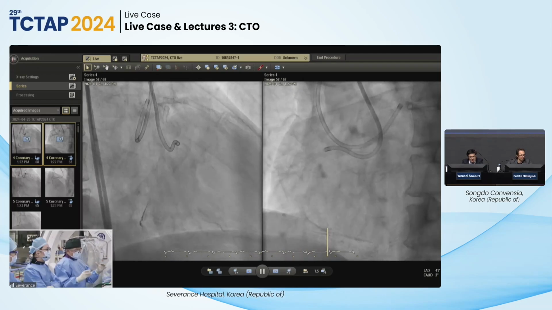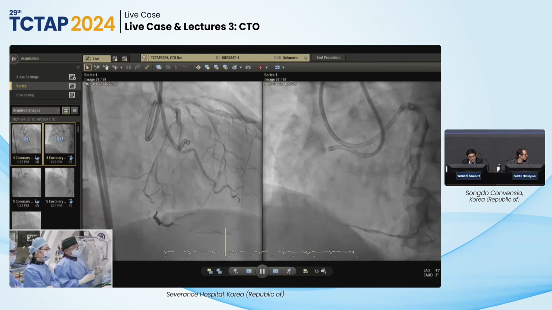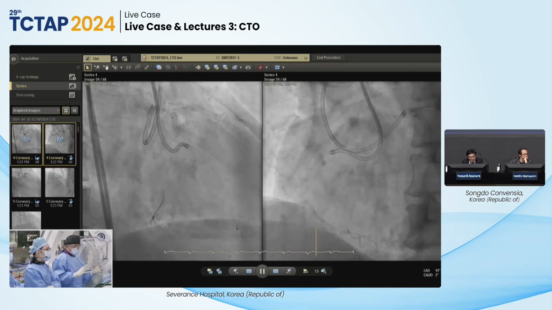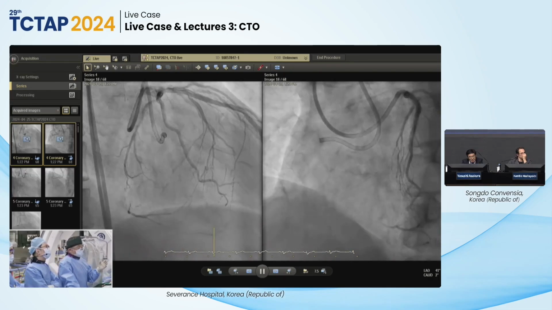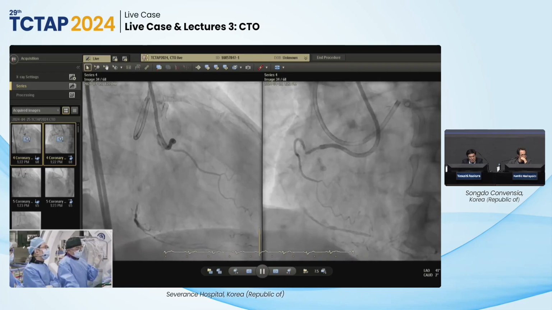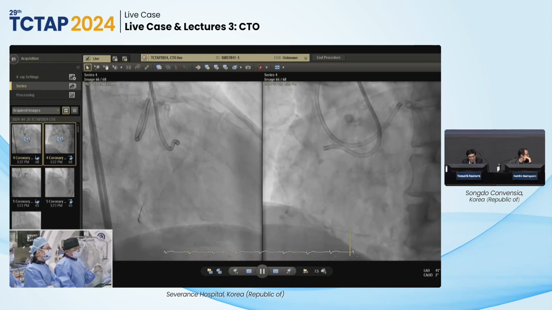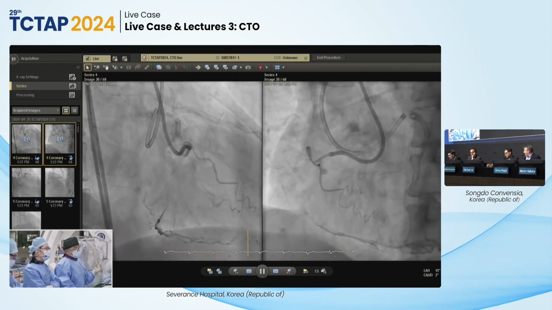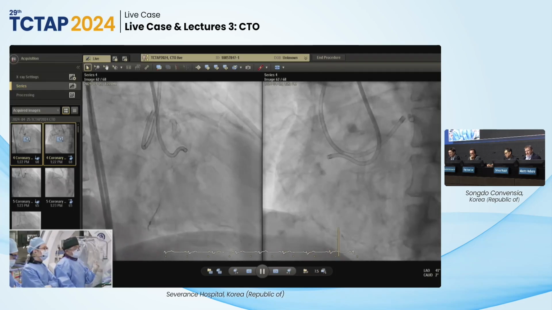Okay, based on that kind of situation, we already studied our case, and the further steps have already gone. So I will show you today's procedure. Initially, I had some time, so before the antegrade approach, I just wanted to know how today's septal collateral is. So, next slide.